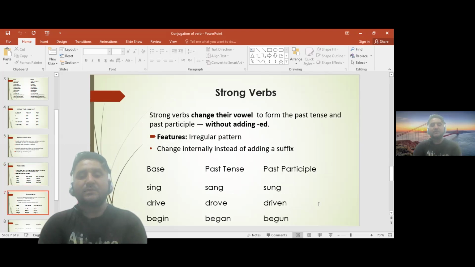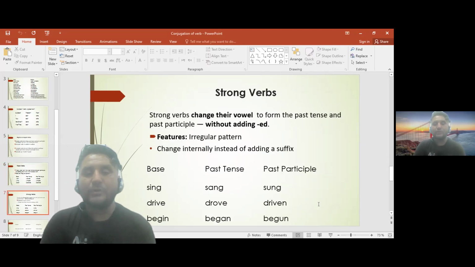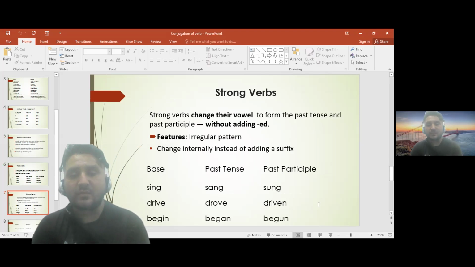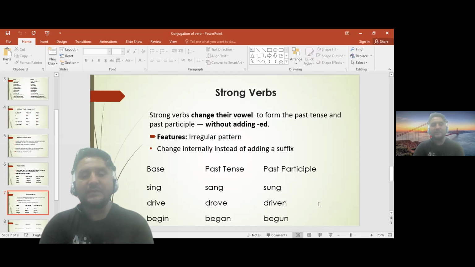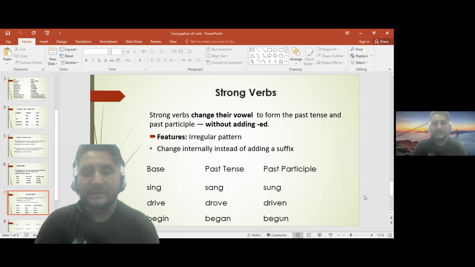Strong verbs don't add a suffix at the end like d or ed. Rather, they change their vowels in forming different forms. They have an irregular pattern, and their examples we discussed in this table: base, past tense, and past participle. Past tense, again, I would highlight, is the second form. Past participle is the third form. So sing, sang, sung; drive, drove, driven; and begin, began, begun. So they have their own unique pattern.